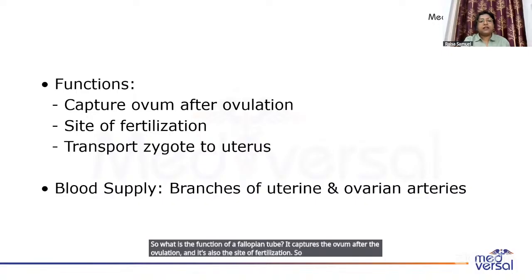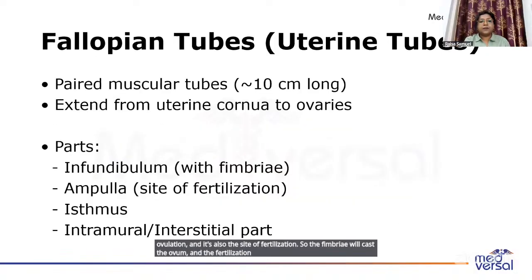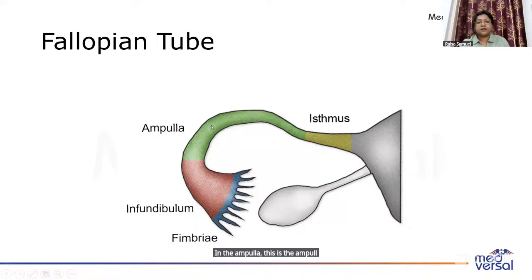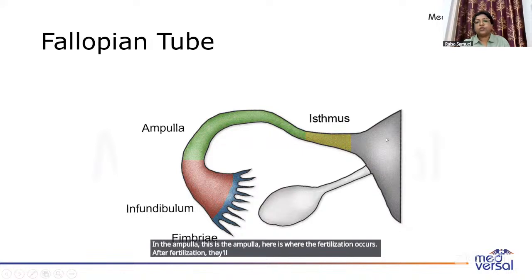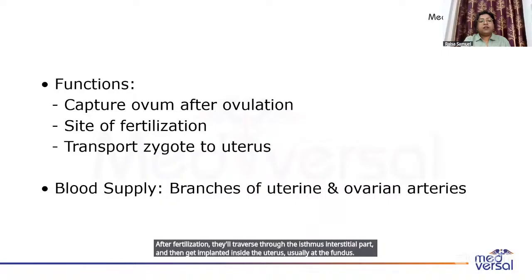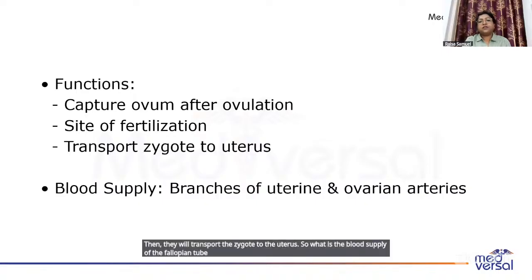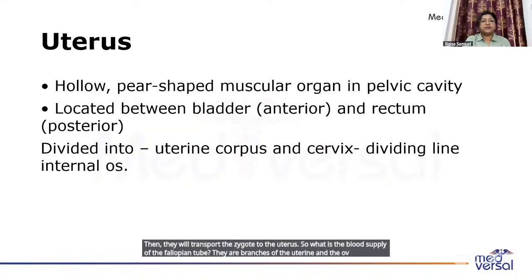So the fimbriae will catch the ovum, and fertilization most commonly occurs in the ampulla. This is the ampulla. Here is where the fertilization occurs. After fertilization, they'll traverse through the isthmus and interstitial part, and then get implanted inside the uterus, usually at the fundus. Then they will transport the zygote to the uterus. So what is the blood supply of the fallopian tube? They are branches of the uterine and the ovarian arteries.